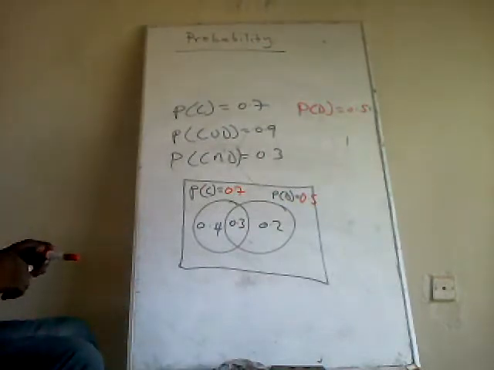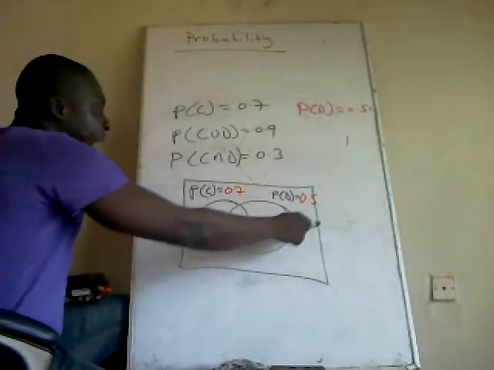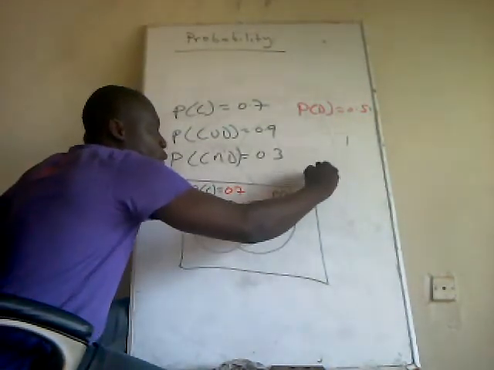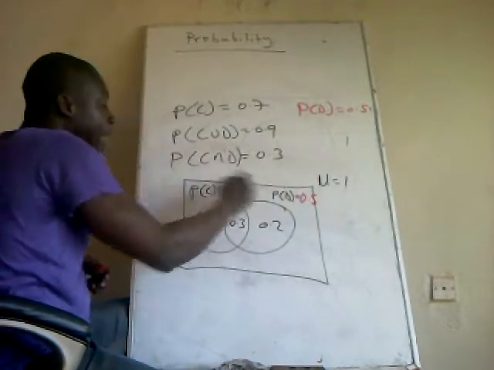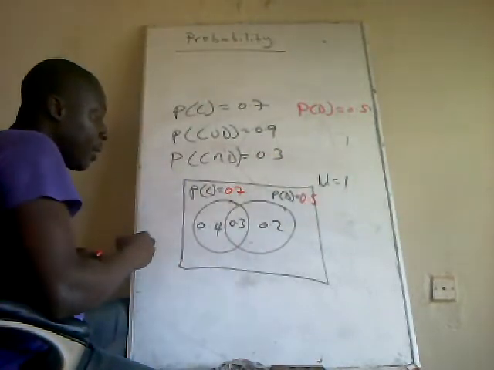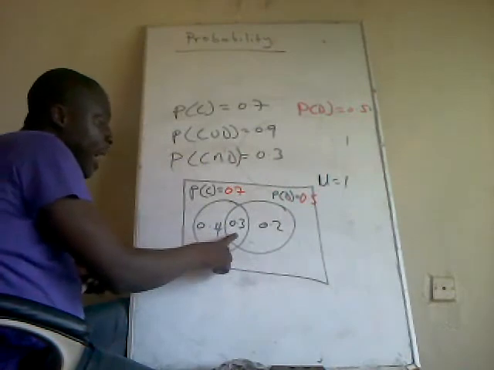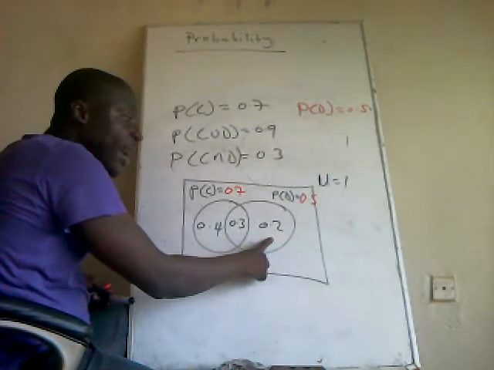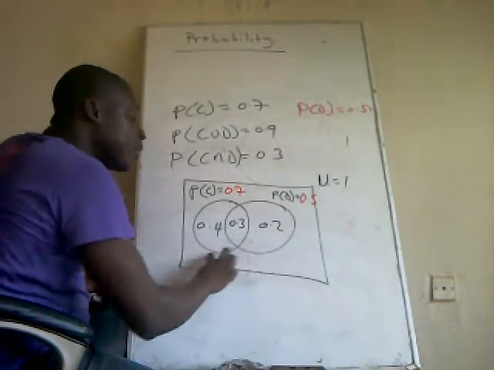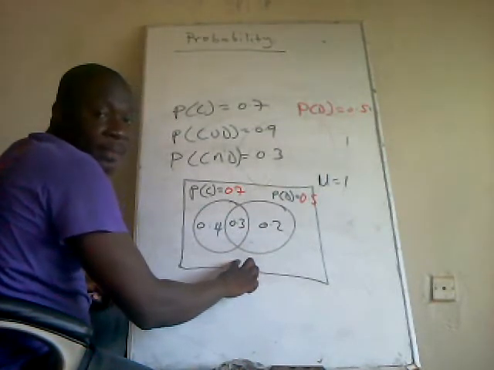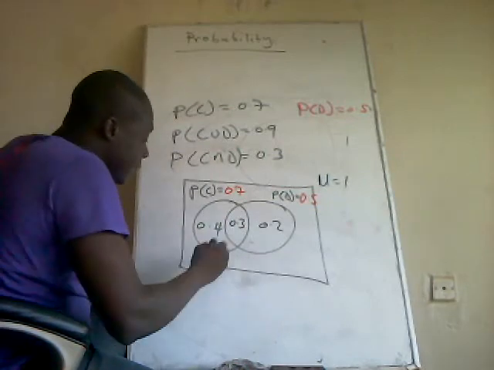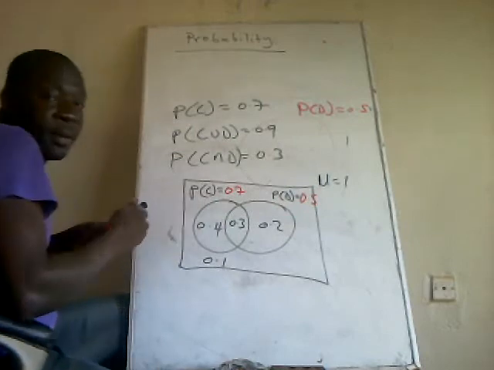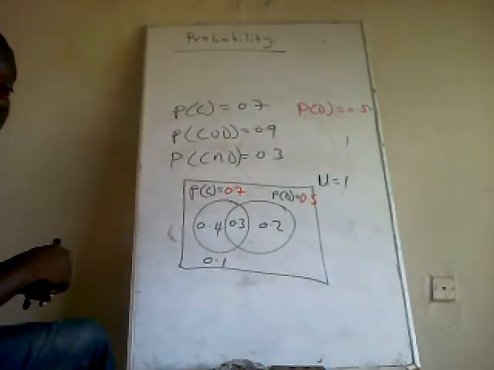Remember, we claim that if we add everything here, we should get 1, which is my union for probability. If I add everything in the square box, we should get 1. But if I add this to this, I get 0.7. 0.7 plus 0.2 is 0.9. It means that I need 0.1 outside here, right? So it means the outside here is 0.1. So when I add all, I'm going to get 1. So now we can go back to our question.